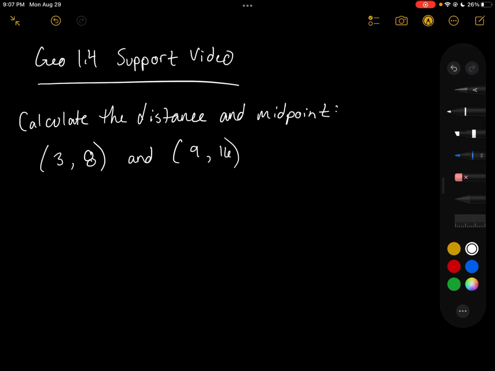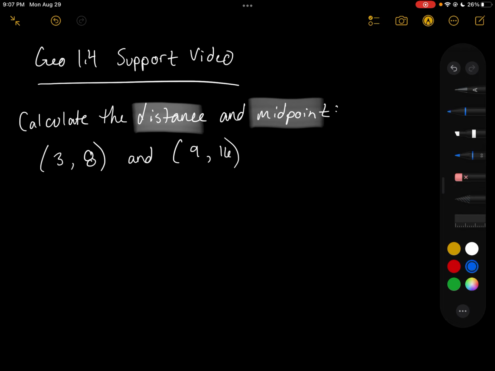Hi everybody and welcome. The purpose of today's video is to give you two examples that are just like what you're seeing on your practice questions here, just with slightly different numbers. So we're going to go over the two different types of things we're solving for today, which are the distance and the midpoint. And we are specifically going to look at the two ordered pairs below.